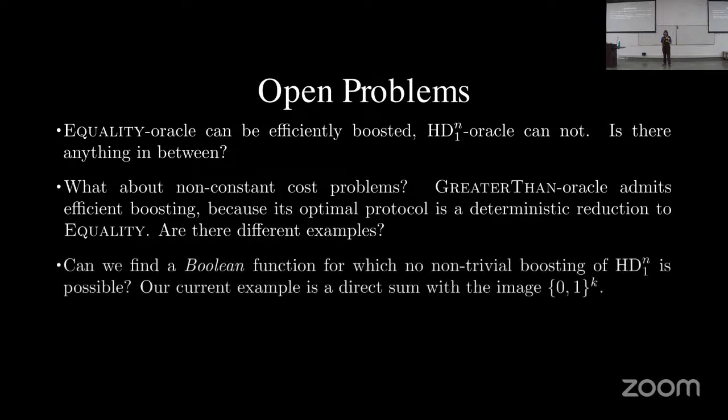And the last problem is whether we can find this phenomenon, where we require superlinearly many, where there's no non-trivial boosting, for some function which is Boolean. Our example function was not Boolean, it was a direct sum. So it would be satisfying to find an actually Boolean function. Okay, that's it for me. Thank you.